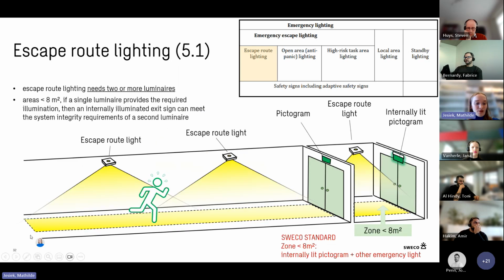Then you have a long escape route. So here I'm good. I have my 2 escape route lighting fixtures, and I have here my SOS. And my SOS is smaller than 8 square meters. And because I have an internally lit picto here, 1 fixture will be enough. And this will also be our Sweco standard, that we will solve the SOSs like this.